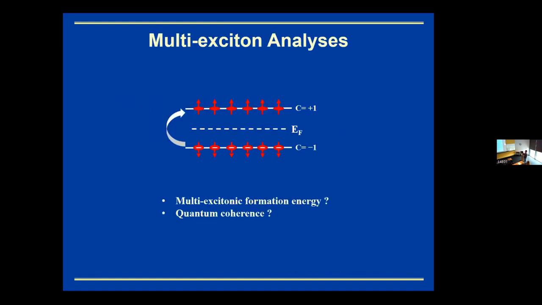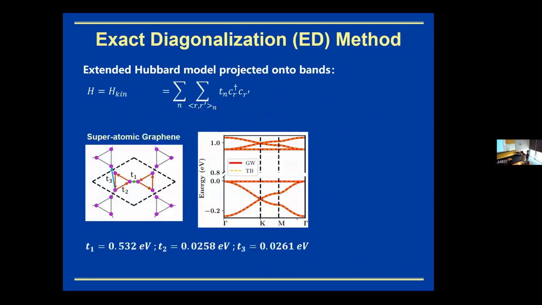For the multi-exciton calculation, first of all, we are interested in the formation energy. We showed that the formation energy has to be negative, right? But if more excitons form, they interact. Is it still negative? And also how do they interact? Secondly, we want to show quantum coherence for the condensation state, which I will show you how to do. For doing this, as I mentioned, it's not possible to do GW calculation yet.